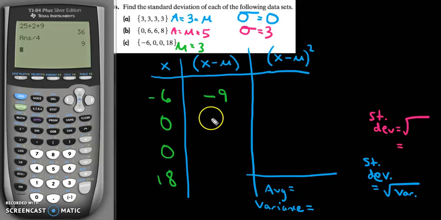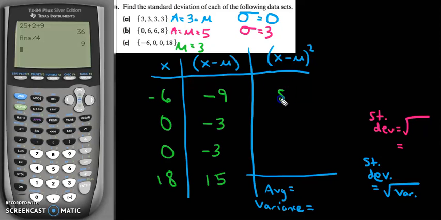And then this one, 0 minus 3, gives you negative 3. So these ones are 3 below the mean. And then 18 minus 3 is 15. So this one's 15 above the mean. So the middle is 3. And this is saying how far above or below this is. Okay, so now I need to square these all.